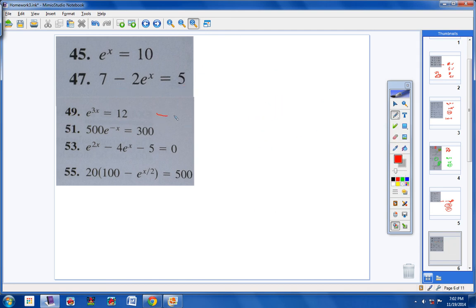And here we go. Alright. e to the 3x equals 12. There's no way we can write both sides with the same base. So log base e of both sides. Bring down your e to the 3x. Bring down your 12. Over here, your base matches your base. So you're left with 3x equals log base e, which is natural log of 12.